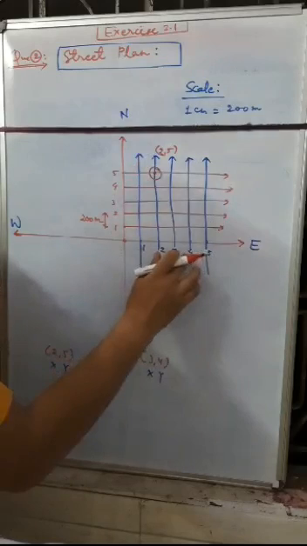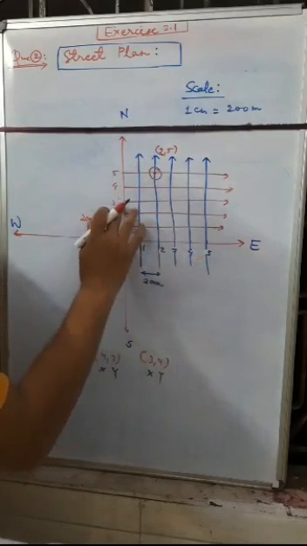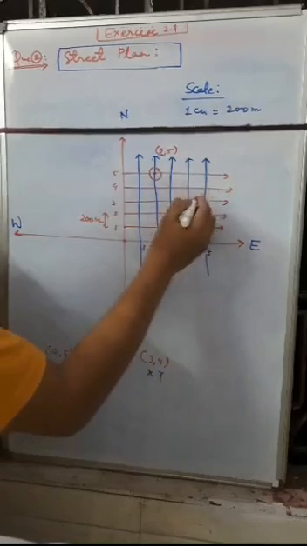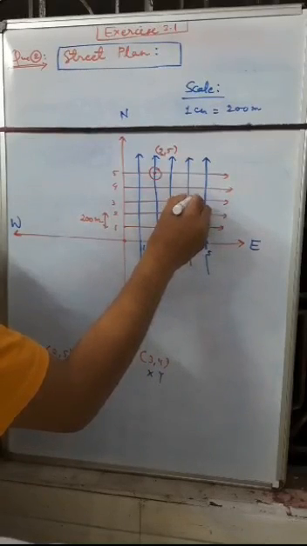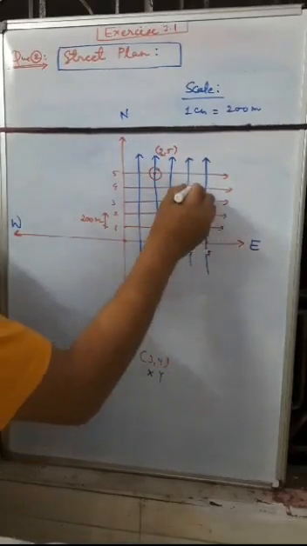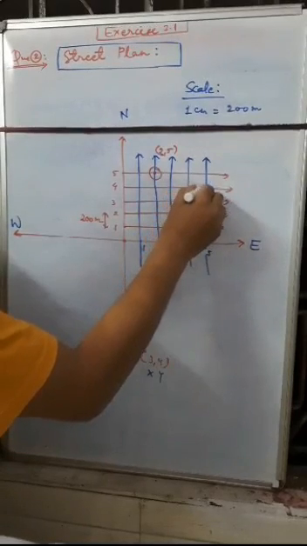So go to x direction is 4 and y direction 3. So they are intersecting, 3 and 4. Both are intersecting at this point. So this point is called (4, 3).